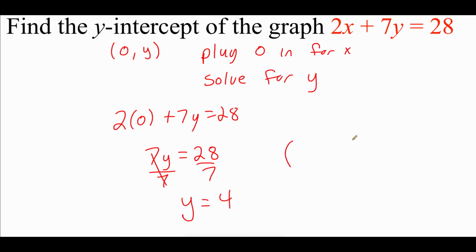So now building this ordered pair, we started by plugging in 0 for the x. So in the x value, I'm going to put in 0. And then we solved to get y. We got an answer of 4. That's our y value, so that goes in the y position of the ordered pair. So the y-intercept is at the point 0, 4.